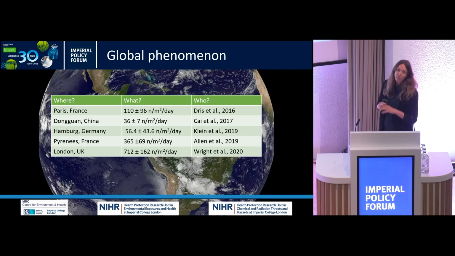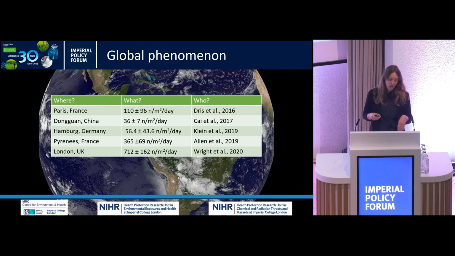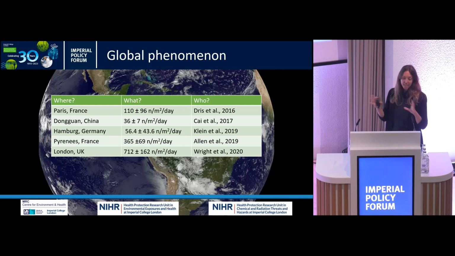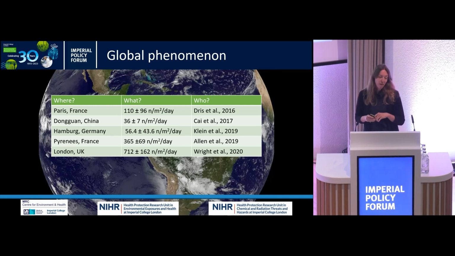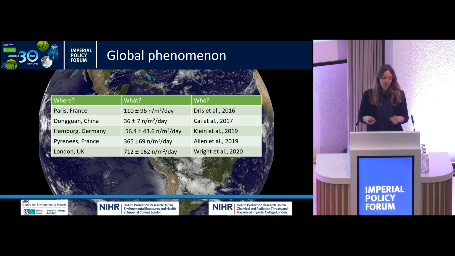So just for the bigger picture, the global context and where our numbers of what we were measuring fell, a few other studies have started to look at this issue, so in Paris, in China, in Germany, and in France. And these studies spanned different environments from megacities through to a pristine, remote mountain catchment in the French Pyrenees. And as you can see at the time, London came out of the highest deposition rate of 700 or so particles for a metre squared area every day.